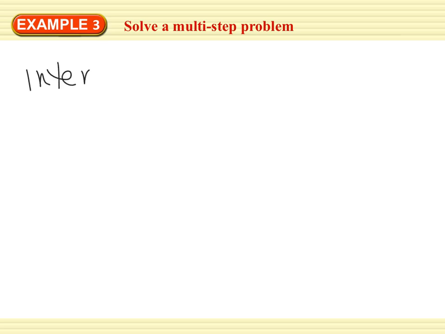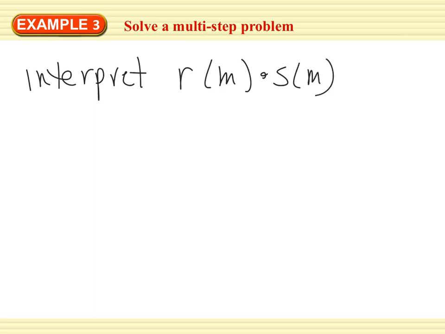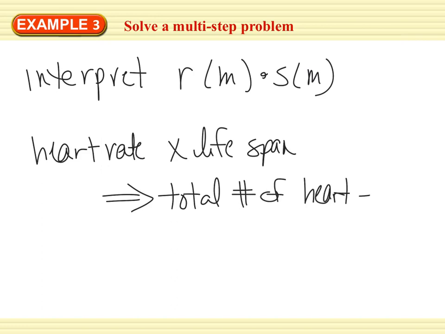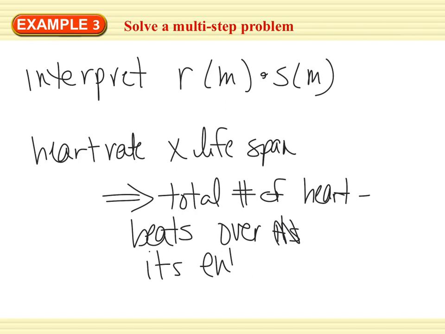Okay, it says to interpret R of m times S of m. Well, if I'm multiplying heart rate times lifespan, that would actually give me a crazy total number of heartbeats over its entire lifetime. Crazy.